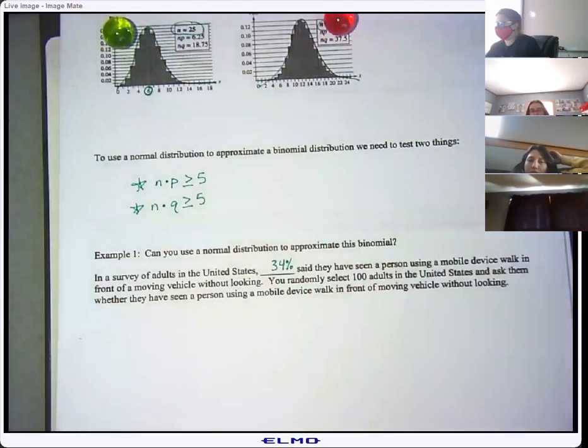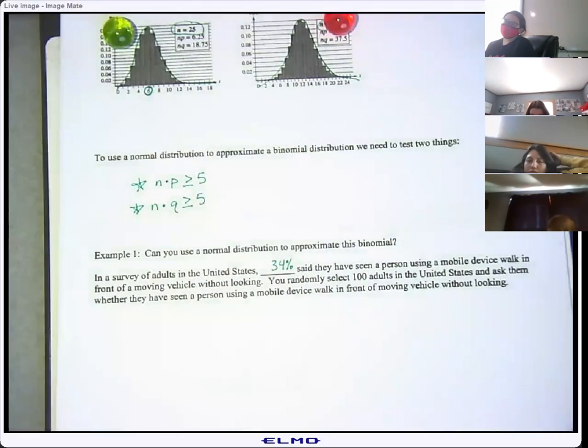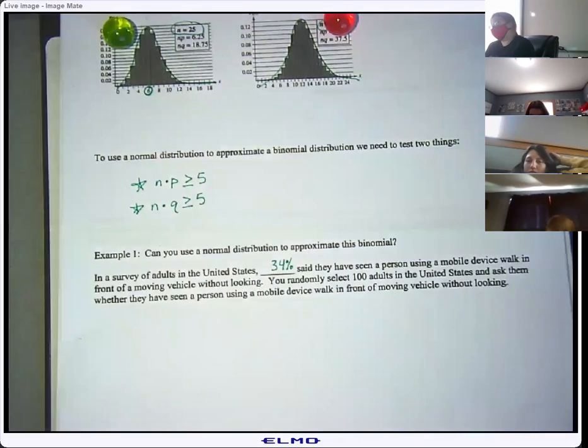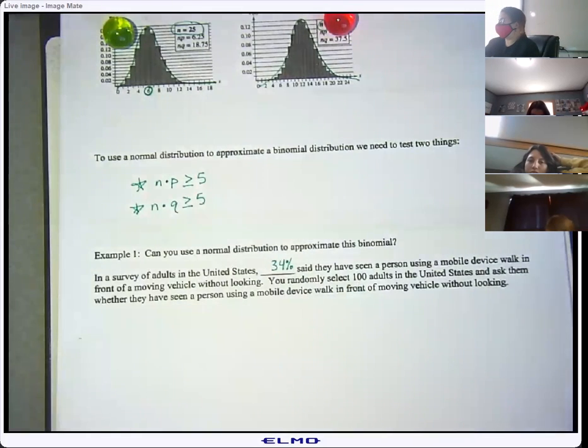34% said they have seen a person using a mobile device walk in front of a moving vehicle without looking. Okay, now, first of all, do you guys understand why this is binomial? Because if I ask somebody, have you seen a person using a mobile device walk in front of a car, they can say yes, or they can say no. Binomial, right? And I say I'm going to ask 100 people, so we know exactly how many I'm going to ask. It's a yes or no question. That's binomial. Do you see how annoying it would be to make a chart of 100 things and put it in your calculator 100 times, right?